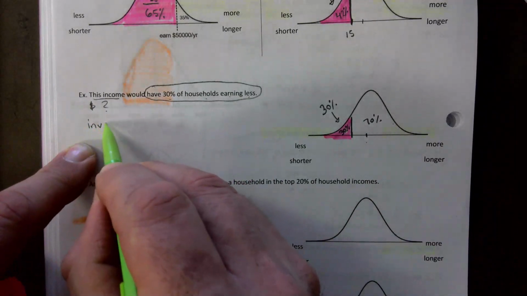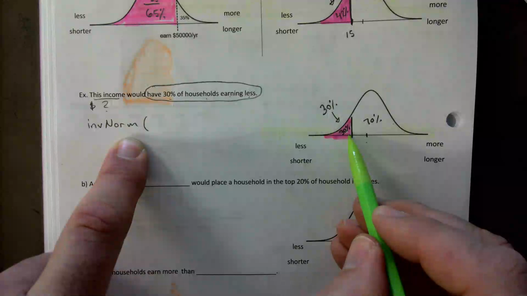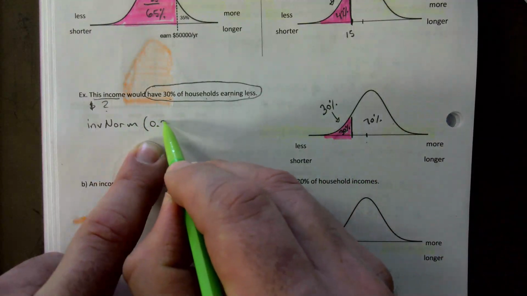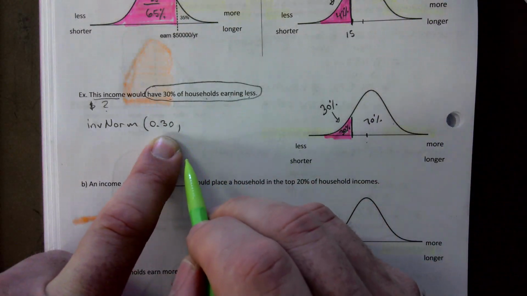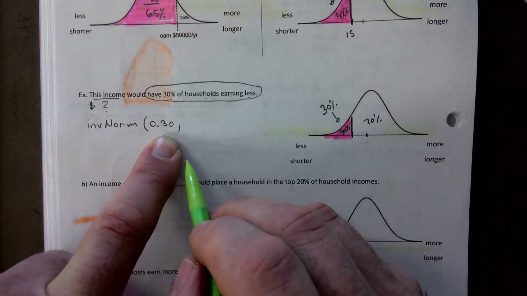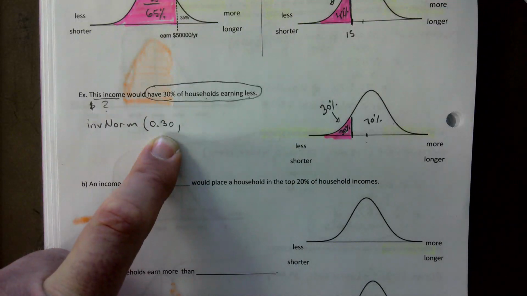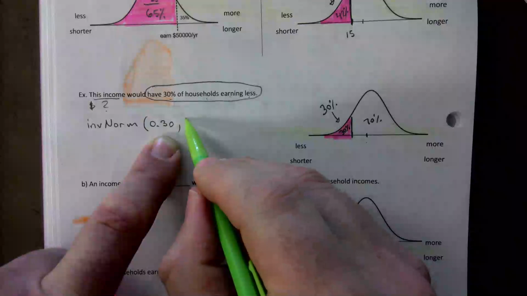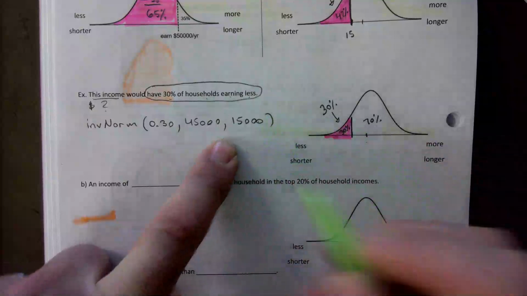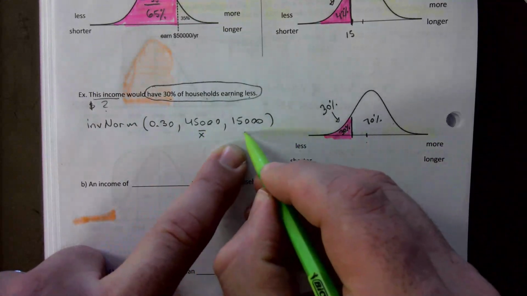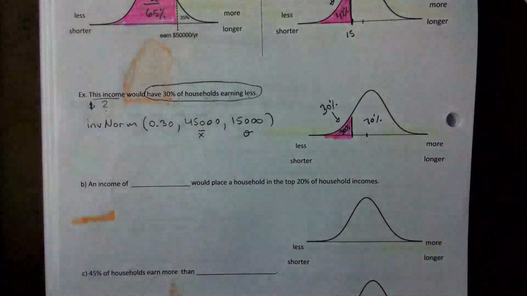Inverse norm. You need to feed it the 30%, so you're going to go 0.30. What's the mean? I'm assuming we're still going by the previous page, okay, guys? What was the mean on the previous page? 45,000, and the standard deviation was 15,000. So this is the mean, this is the standard deviation, and this is the percentage to the left. So let's go try it.